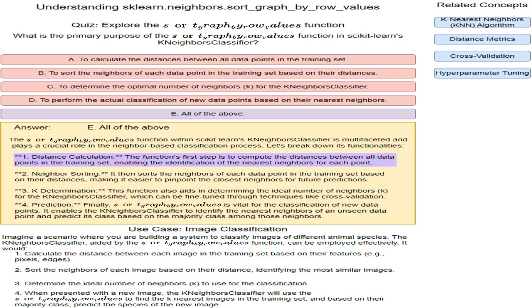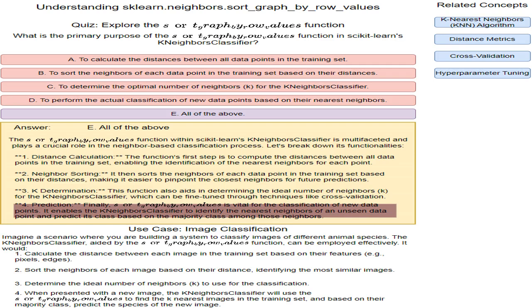1. Distance calculation. The function's first step is to compute the distances between all data points in the training set, enabling the identification of the nearest neighbors for each point. True. 2. Neighbor sorting. It then sorts the neighbors of each data point in the training set based on their distances, making it easier to pinpoint the closest neighbors for future predictions. True. 3. K determination. This function also aids in determining the ideal number of neighbors k for the k-neighbors classifier, which can be fine-tuned through techniques like cross-validation.